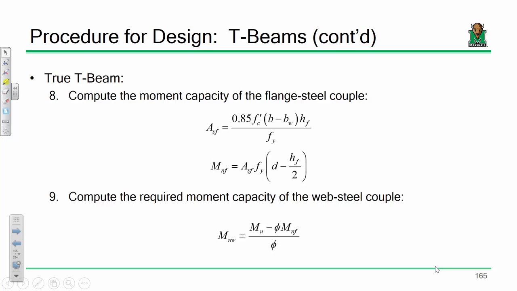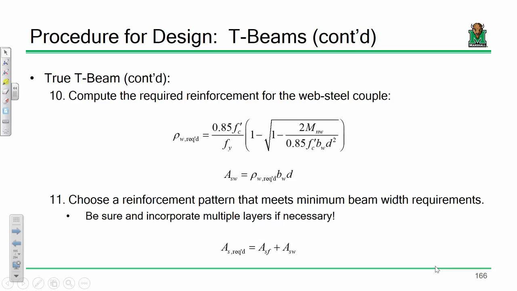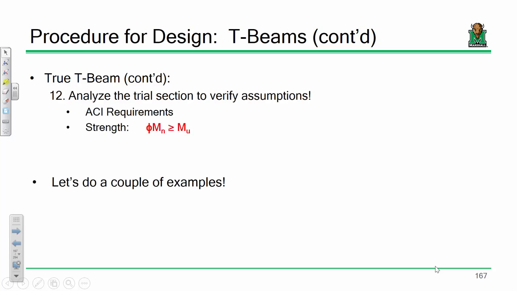So, is that okay? Again, we solve for the flange couple first because the flange couple has absolutely nothing to do with As, right? It's something we can solve for by just looking at the beam directly. Now that we've got Mnw, figure out the amount of steel that we need using the same expression that we developed before. Just make sure that you use bw here and the required nominal moment capacity, and then As is rho b d. Add them up, pick a steel pattern, and analyze. It's that simple.